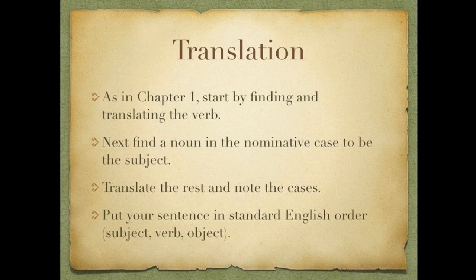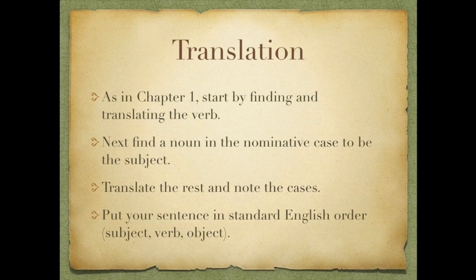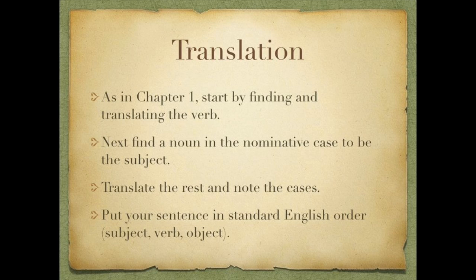So translation. Now we know a little bit about nouns, so we can translate with a little bit more ease than we could in the first chapter. Just like in chapter 1, always start your translations by looking for the verb and translating it. Next, we need to find a noun in the nominative case to be the subject of the verb. So as you translate the verb, note whether it's singular or plural, so you'll know whether to look for a noun in the nominative singular or nominative plural case. So once you have the verb translated and you have found your subject, go ahead and translate the rest of the words. Note the cases as you do it. And then just rearrange your sentence and put it in a standard English word order.